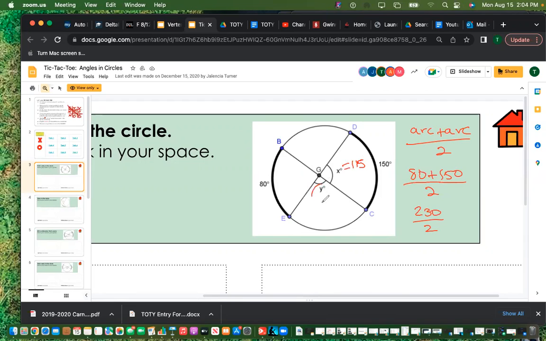Okay. How do you figure out what y is? So this is going to be 180 minus 115. It doesn't matter. You're adding them together. It doesn't matter. You're adding these two together.